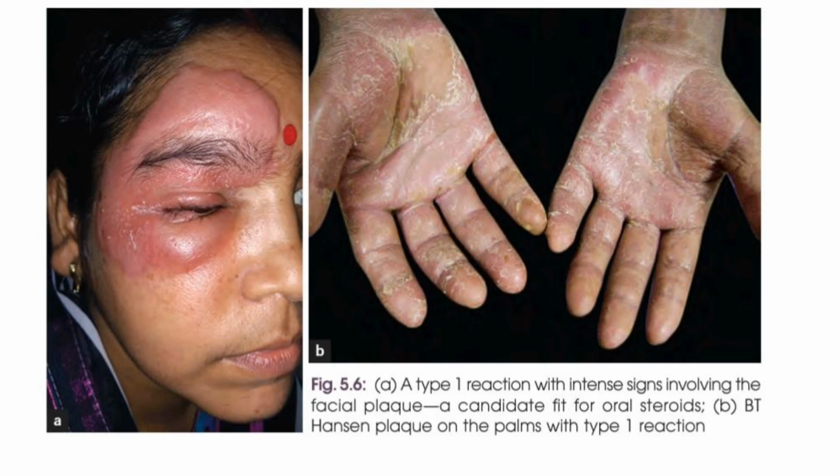A type 1 reaction with intense involvement of the facial plaque is a candidate for oral steroids. BT Hansen's on the palms with a type 1 reaction.